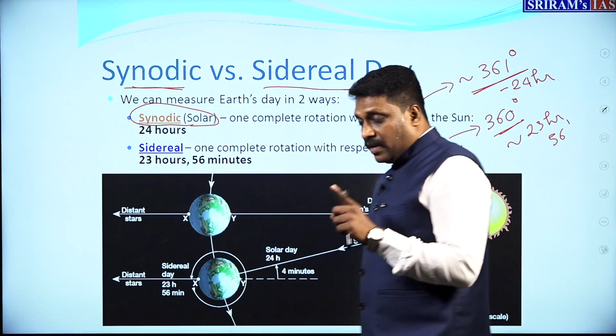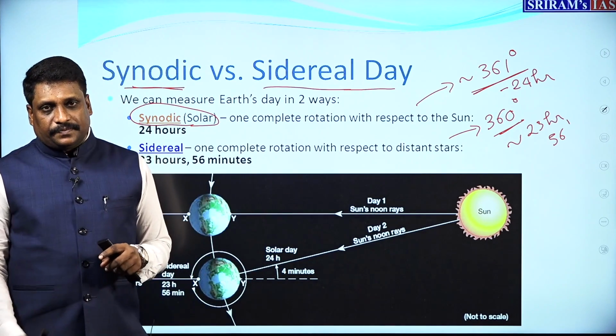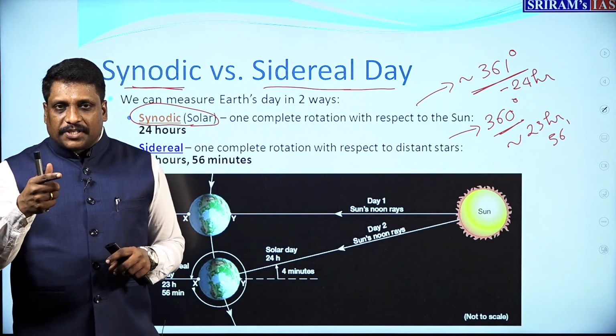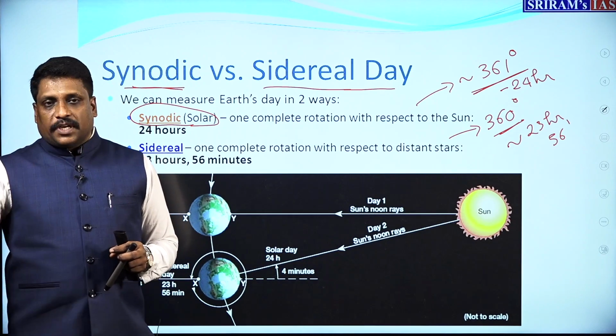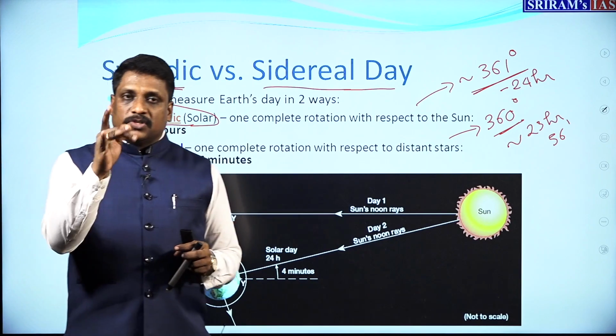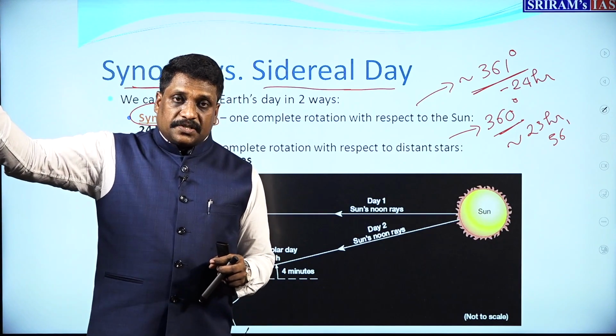Now, whenever I say day, what is day? Day means one complete rotation. When I say one complete rotation, always comes a question, with respect to what? If it is with respect to Sun, it is solar day. If it is with respect to a distant star, it is sidereal day.